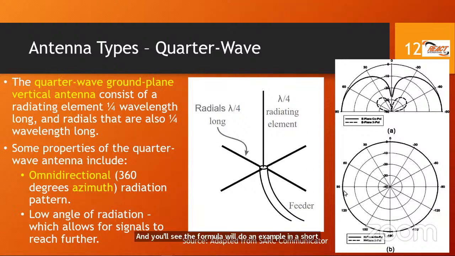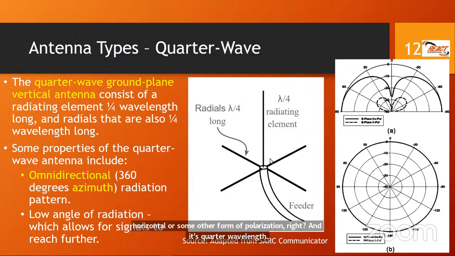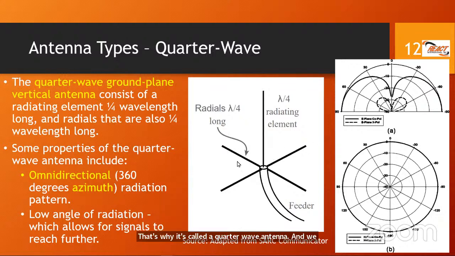But we also have some radiation patterns, and we need to know that this quarter wave ground plane vertical antenna, why quarter wave? Because it's quarter wavelength long. Ground plane vertical, it's a vertical antenna as opposed to being horizontal or some other form of polarization, right? And it's quarter wavelength. That's why it's called a quarter wave antenna. And we need to be aware that the radiation pattern of the antenna is 360 degrees all around, or what we say, it's omnidirectional, or the azimuth. Remember we said azimuth is all around and elevation was up, down.